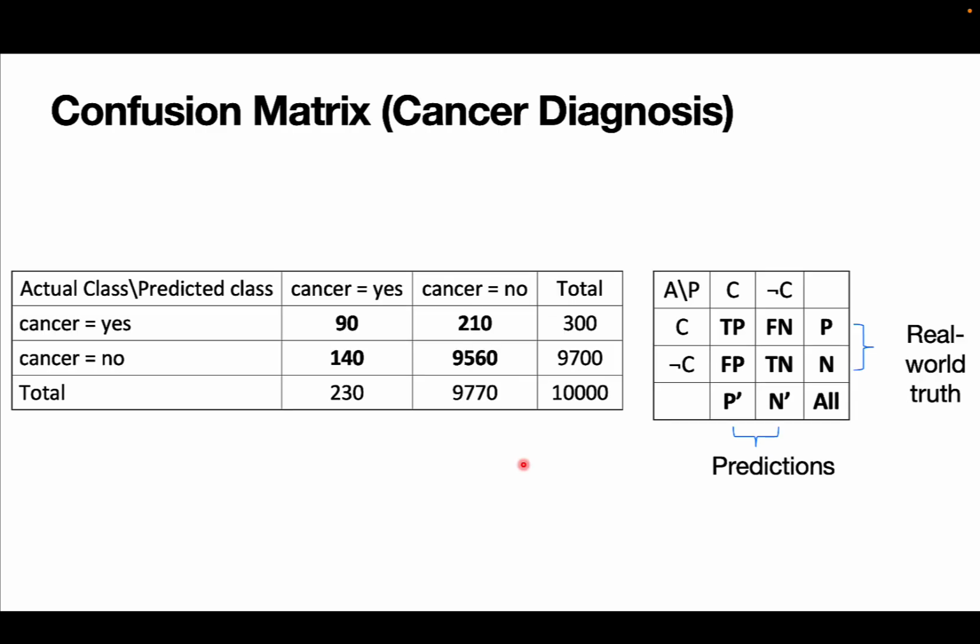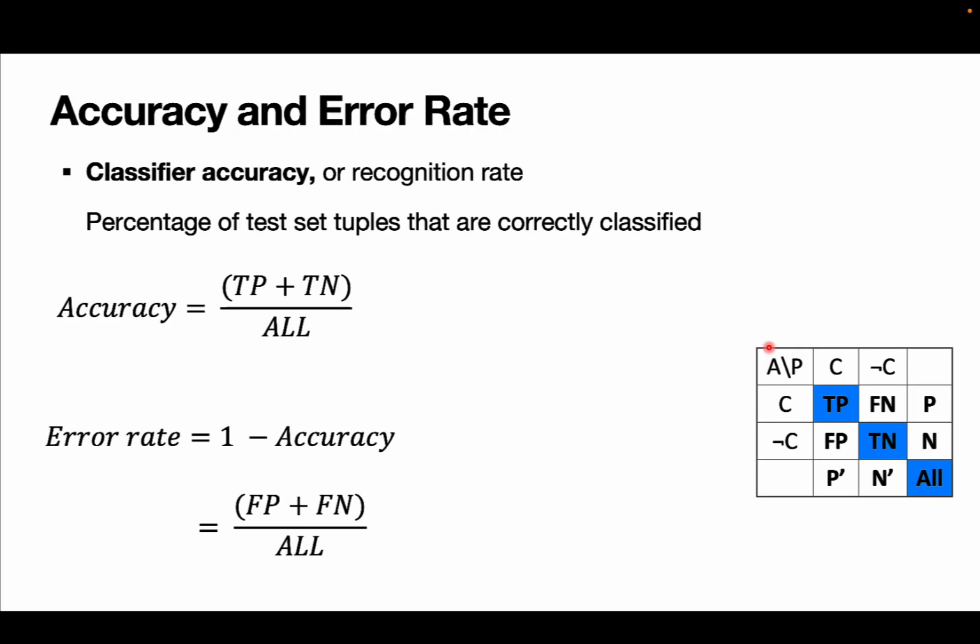But in a medical diagnosis context, the impact of false positive and false negative is different. A false positive is inconvenient, but a false negative can be very dangerous. So I want you to keep the idea of how to interpret false positive and false negative as we go through these measures. The first measure that we will learn is called accuracy.